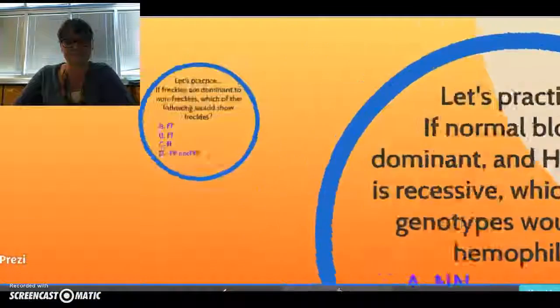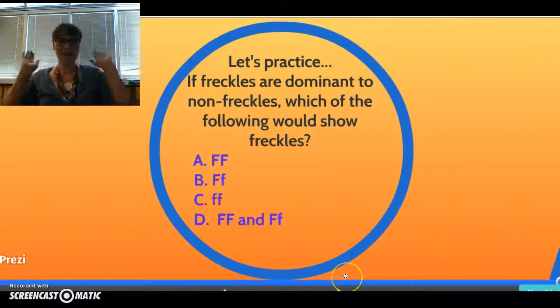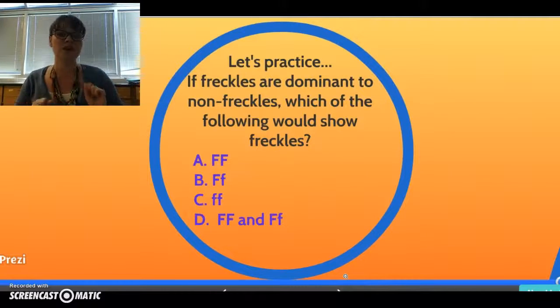One more. If freckles are dominant to non-freckles, which of the following would show freckles? A, capital, B, capital lowercase, C, lowercase lowercase, or D, capital capital and capital lowercase?